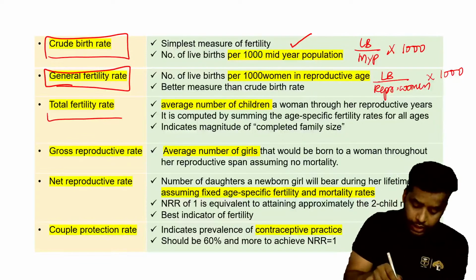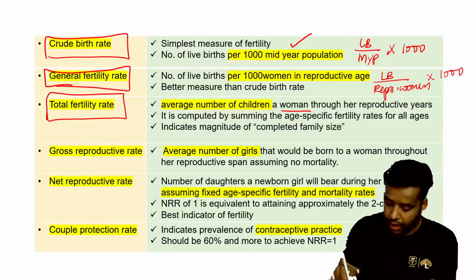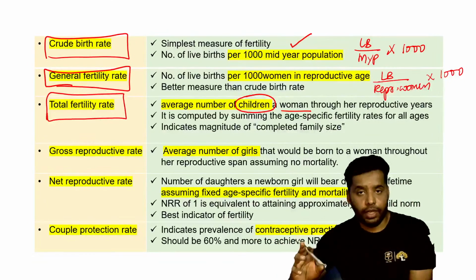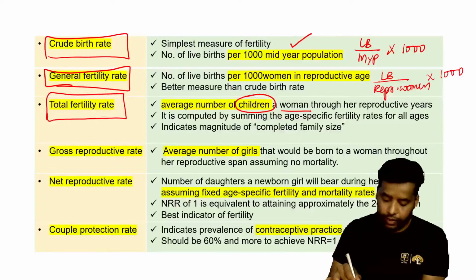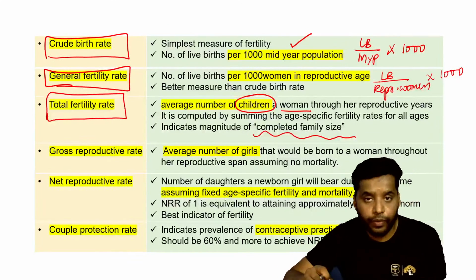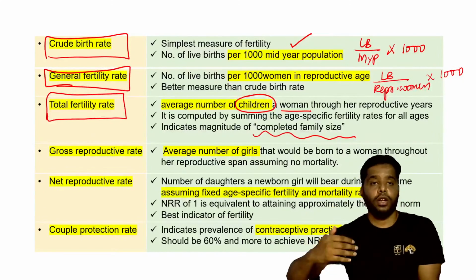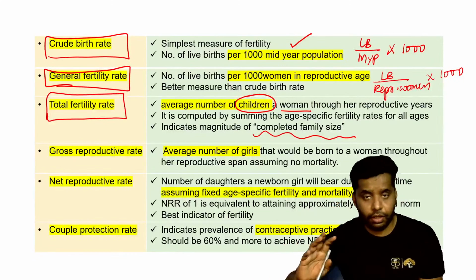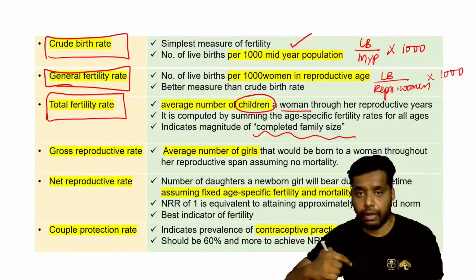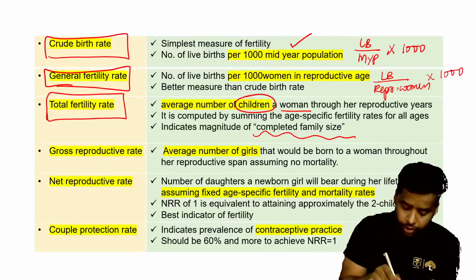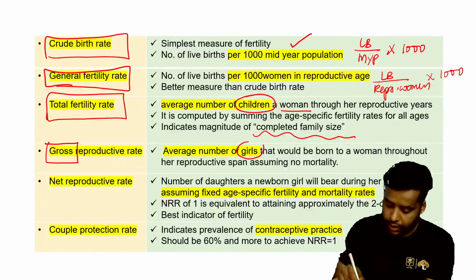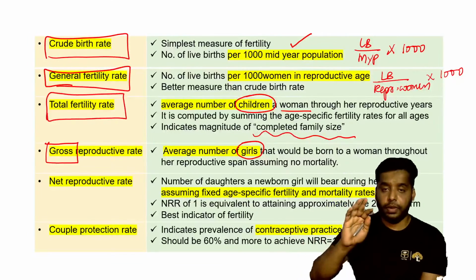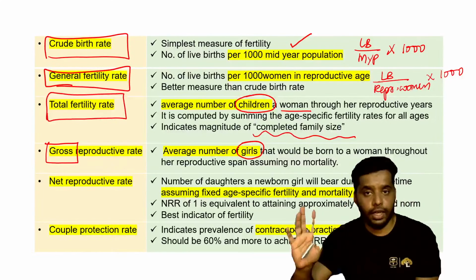Total fertility rate is, on an average, how many children one woman will have, keeping in mind age specific fertility rates. So it indicates the family size of that population. One woman will have how many children on an average, keeping in account only age specific fertility rates, not mortality. Gross reproductive rate counts only girls. Total fertility rate counts both, but gross reproductive rate counts only the girls that women will have.